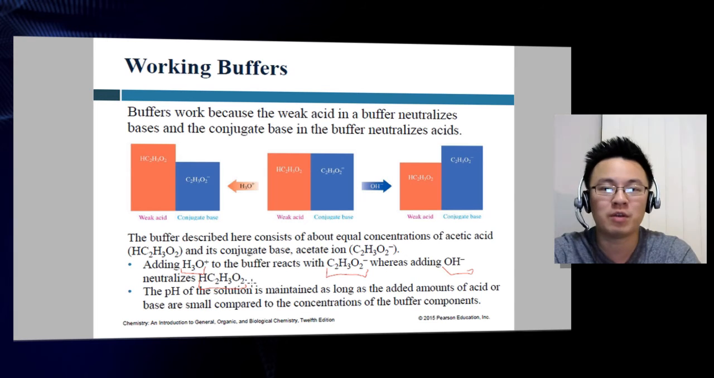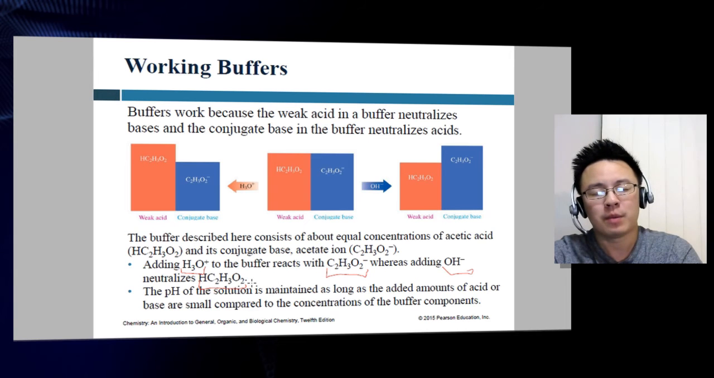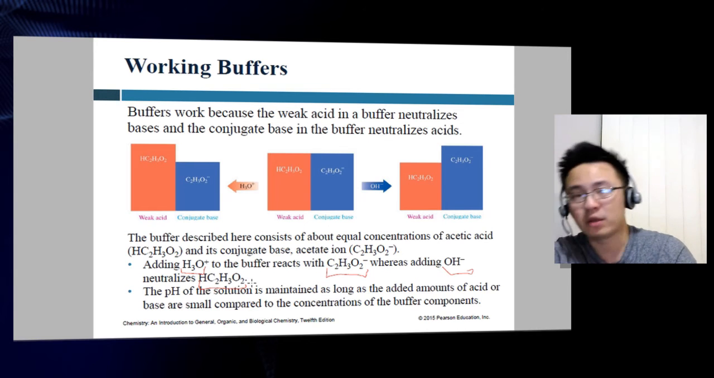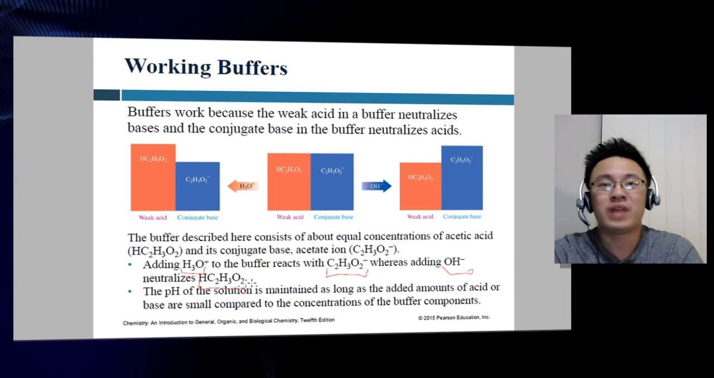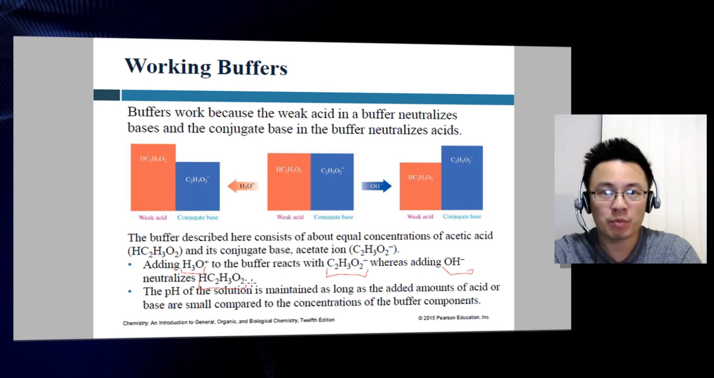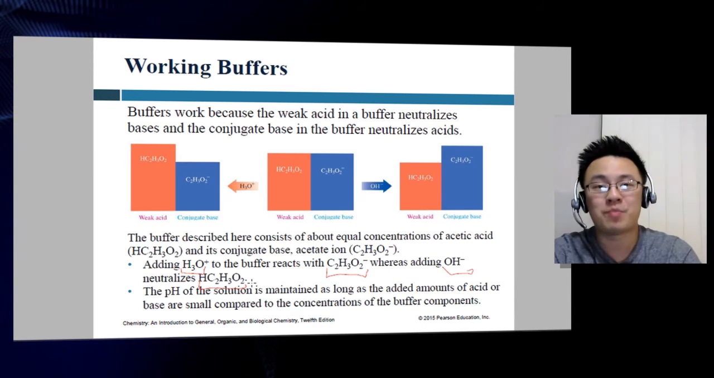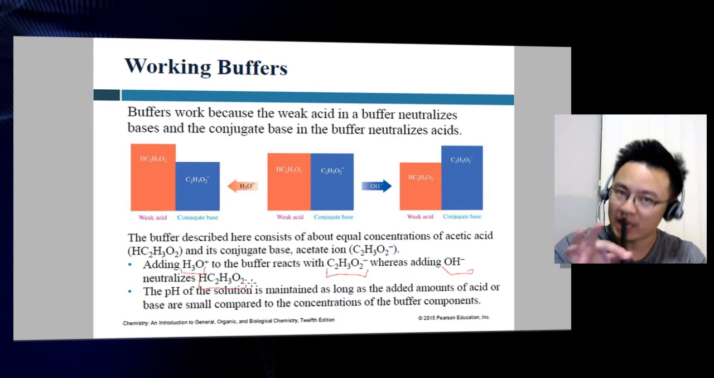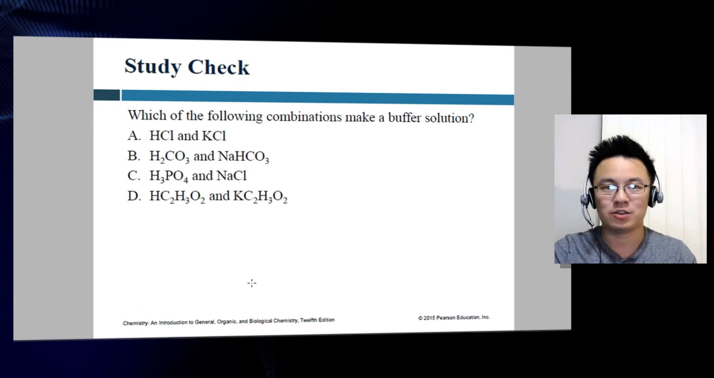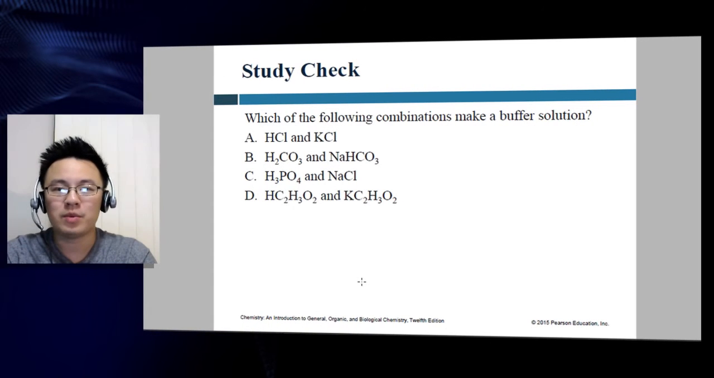compared to the concentrations of the buffer components, meaning that as long as the buffer has available hydrogen ions to contribute to the solution, it can make the solution a little bit more acidic if a molecule like a hydroxide ion is taking away those hydrogen atoms from solution, or if there are available slots in the buffer molecule to accept those hydrogen ions in order to bring the solution pH right back up. So again, that buffer is going to work to donate or accept hydrogen ions in order to maintain that pH. Okay, which of the following combinations make a buffer solution?